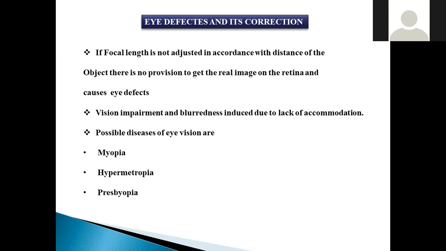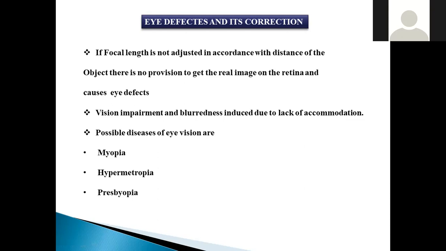If we are not able to adjust our vision focal length, so focal length is not adjusted by default, in that case eye defects are possible, and the exact image of the object will not fall on the retina, so information is not captured by the retina, so that it is not sent to the brain through the optic nerve. So the main reason is that focal length adjustment is not possible in general, right? So vision impairment and blurredness are induced due to lack of accommodation.